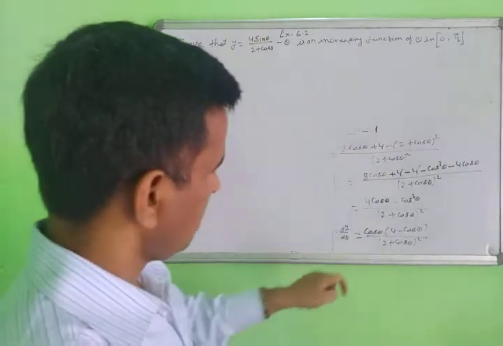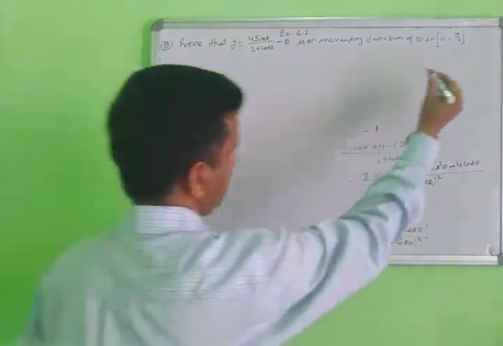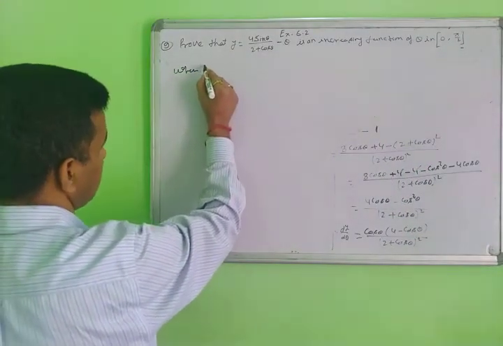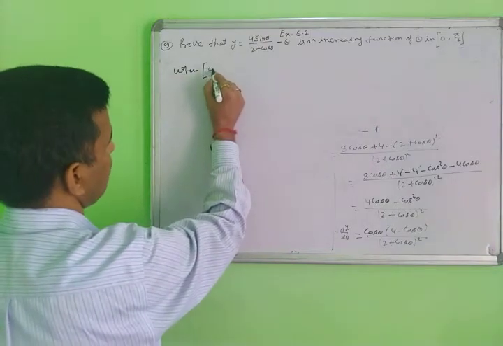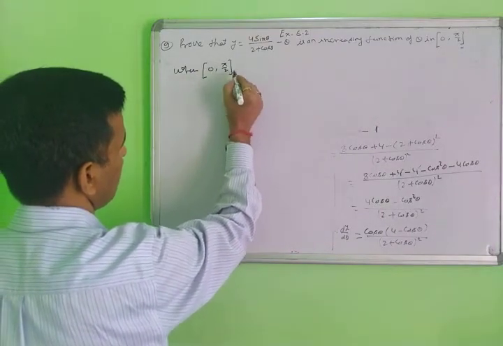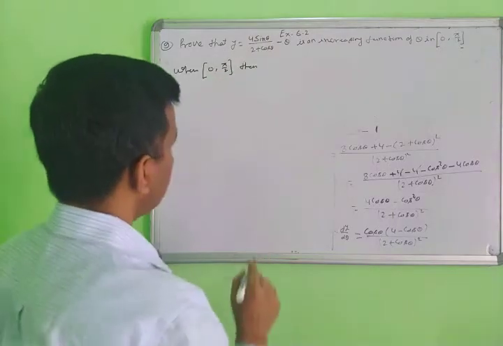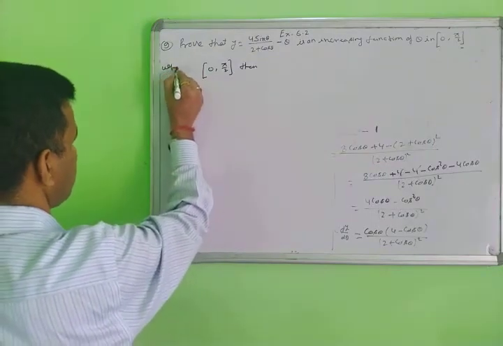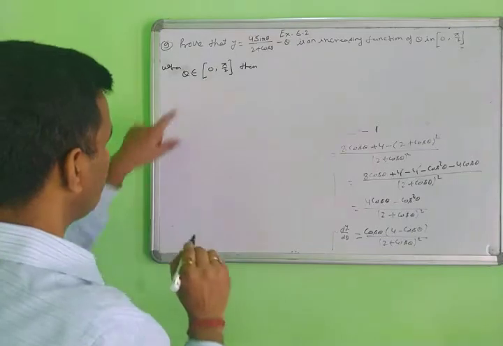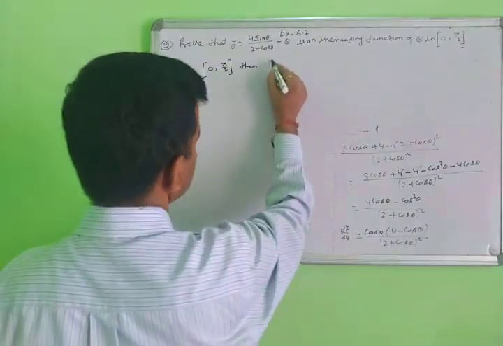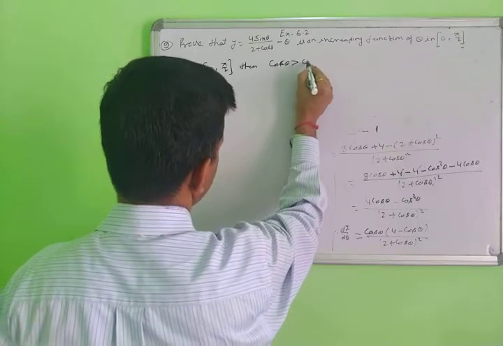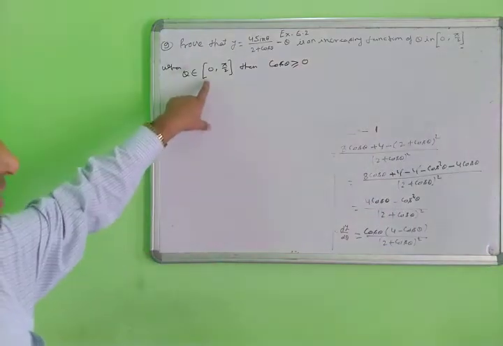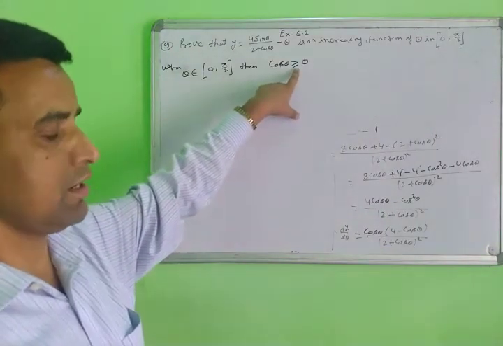Here, students, the dy by d theta comes to this. Now in this interval, the closed interval 0 to pi by 2, when theta belongs to this, then cos theta is greater than 0. Here, since it is a closed interval, write the equal sign also. If it were an open interval, then remove the equal sign here.